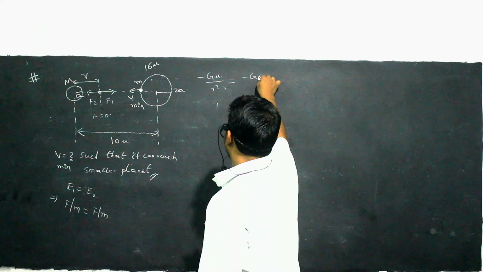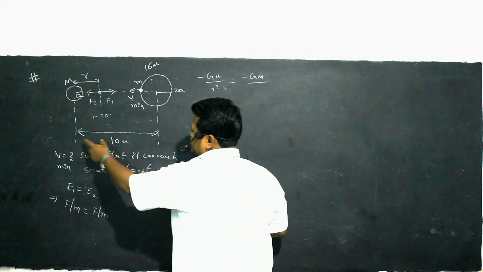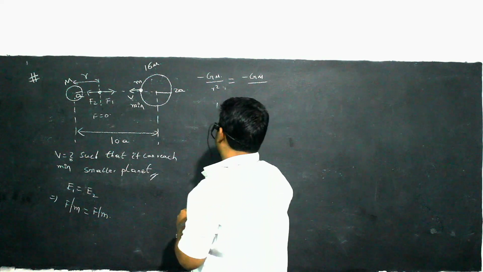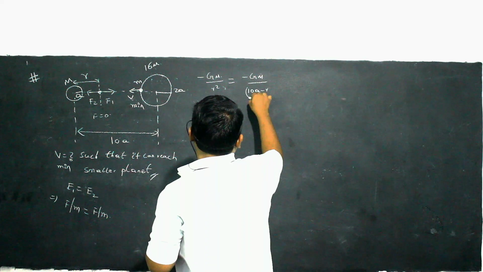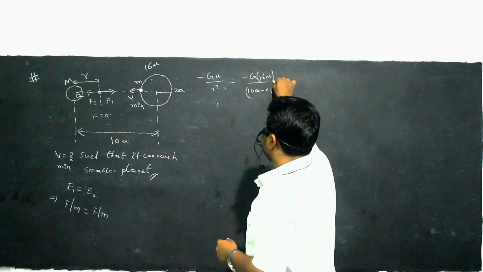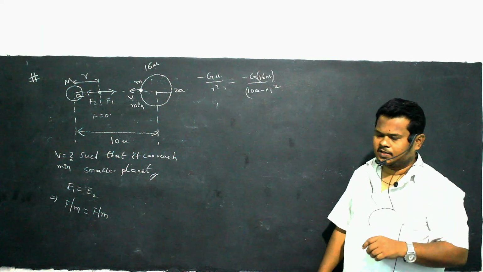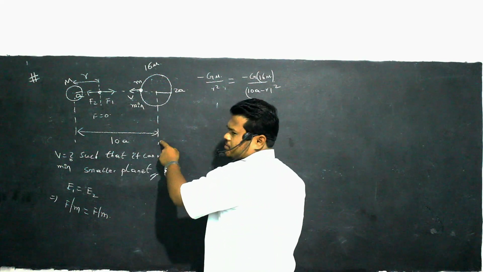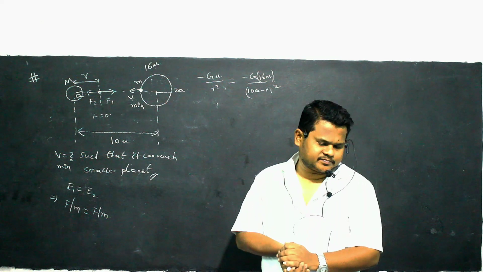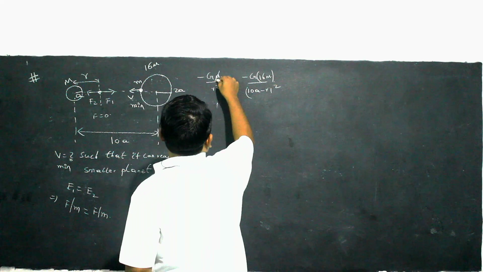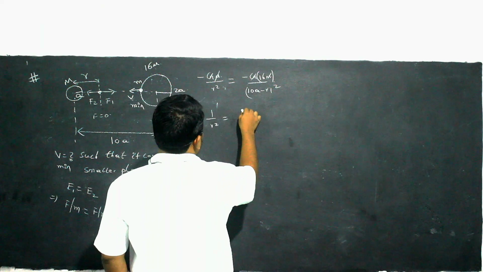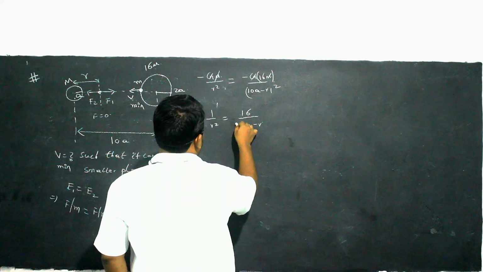Minus Gm divided by the square of this distance. The total distance is 10A, so if you remove R from 10A, I get this distance. So therefore, I write 10A minus R whole square. And the mass of the bigger planet is 16 into M. So the field intensity due to the first planet and the field intensity due to the second planet are equal at a particular point. That point I am calculating. So M and M, G and G, minus and minus get cancelled. So 1 by R square is equal to 16 divided by (10A minus R) whole square.